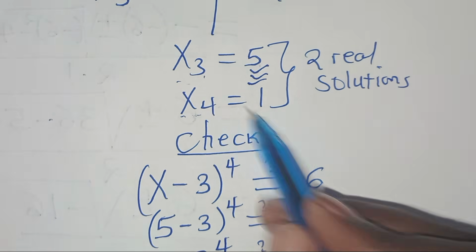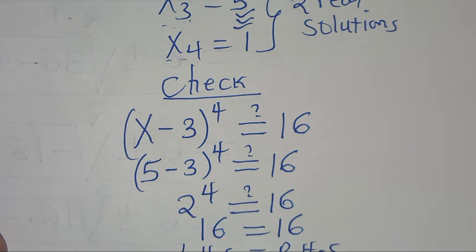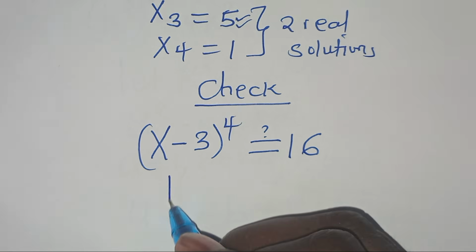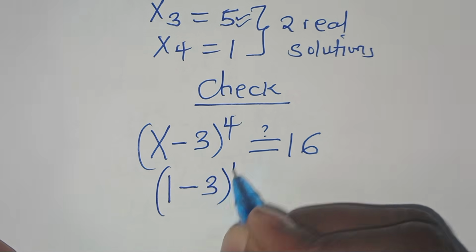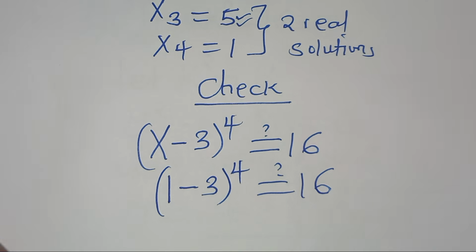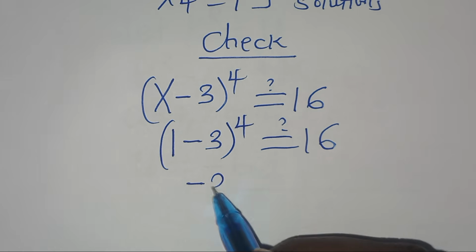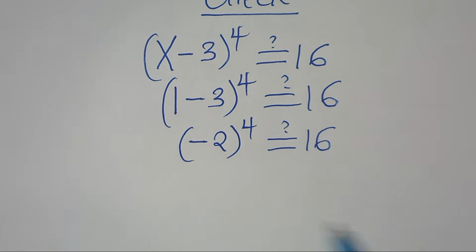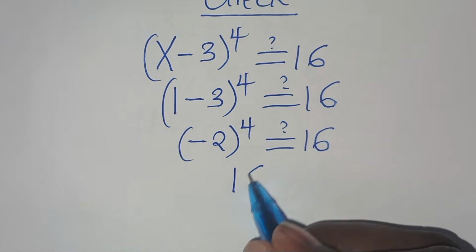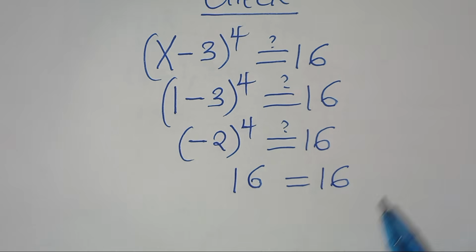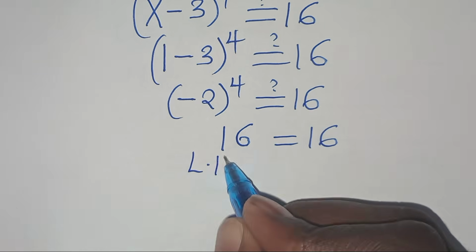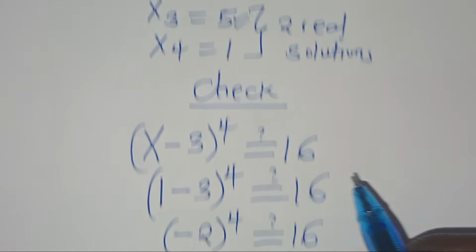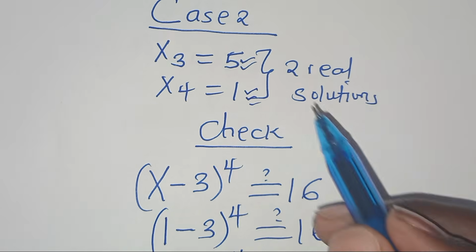So let's check x4, which is equal to 1. If this satisfies the equation, we have (1 minus 3) raised to the power of 4. This should give us a value of 16. 1 minus 3, this is negative 2 raised to the power of 4. Negative 2 to the power of 4 is equal to 16, and this is equal to 16. So this implies that the left hand side is equal to the right hand side. And this again proves that x4 also satisfies the equation.